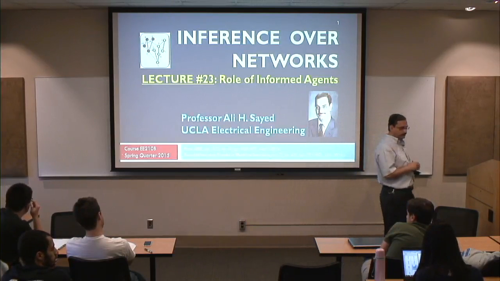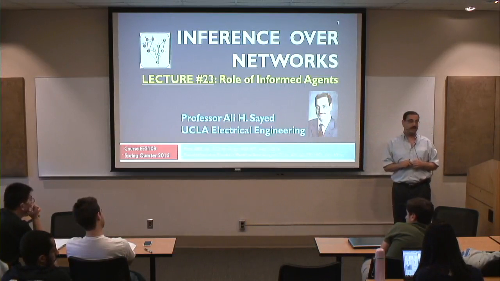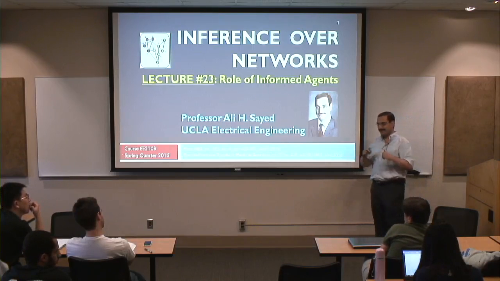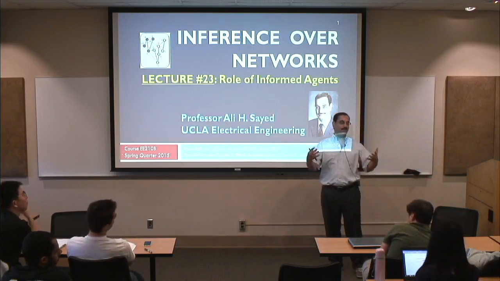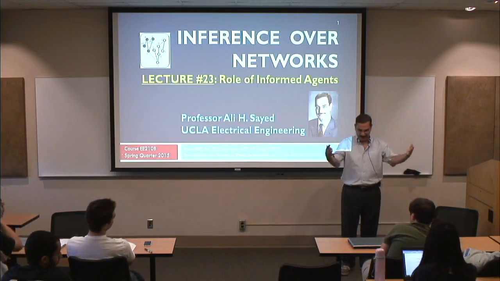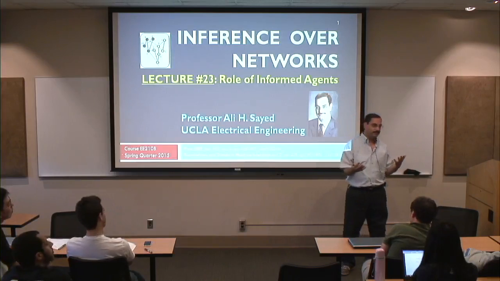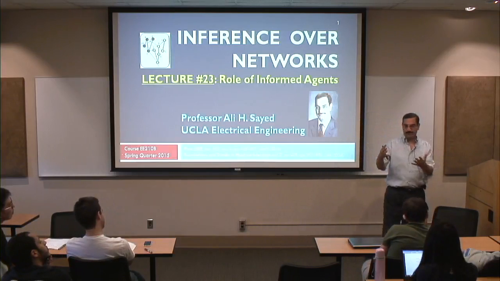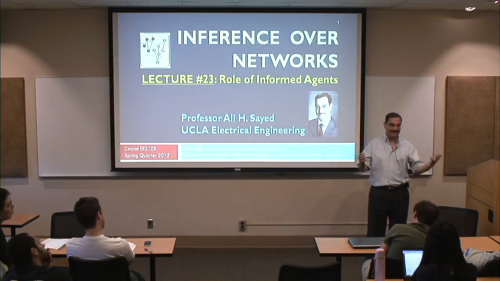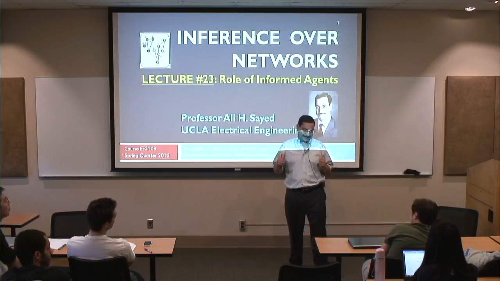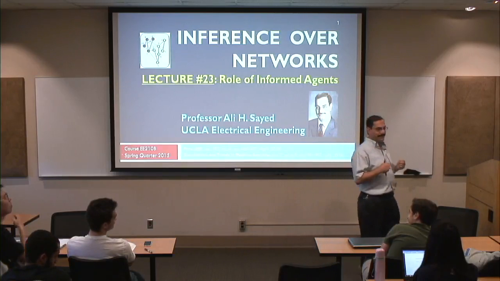So how does it affect the behavior of the network to have more or less informed agents? What do you think? Let's say I start with a network where 10 agents are informed and 20 are uninformed, and then I move to a state where 20 of them become informed and 10 are uninformed. Which situation do you think is better for the learning behavior of the network?